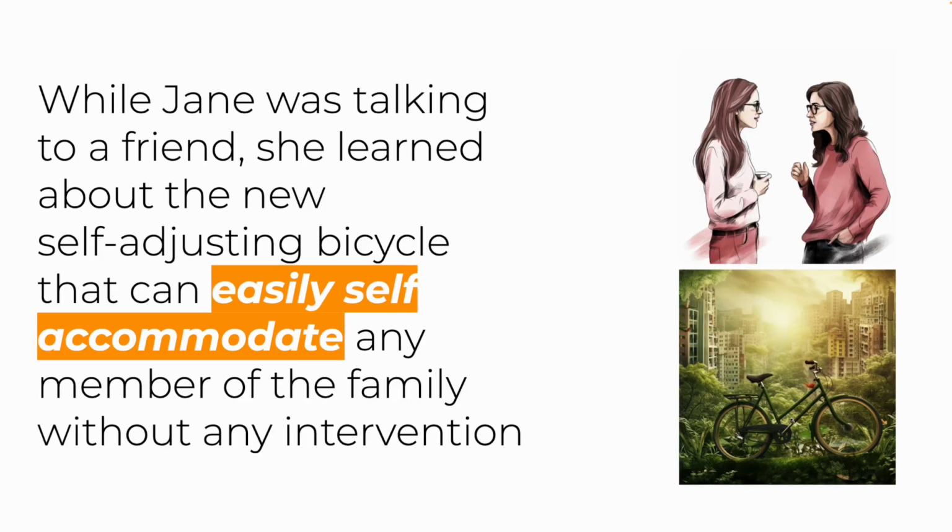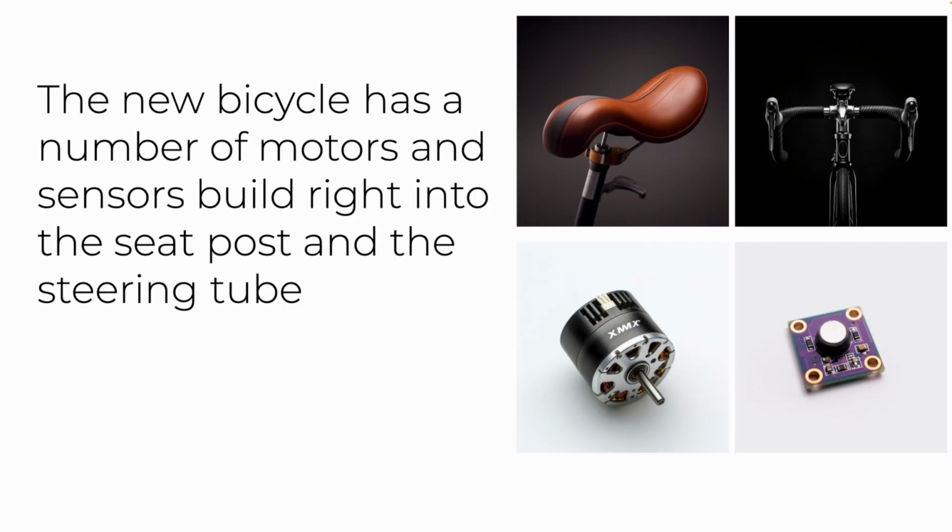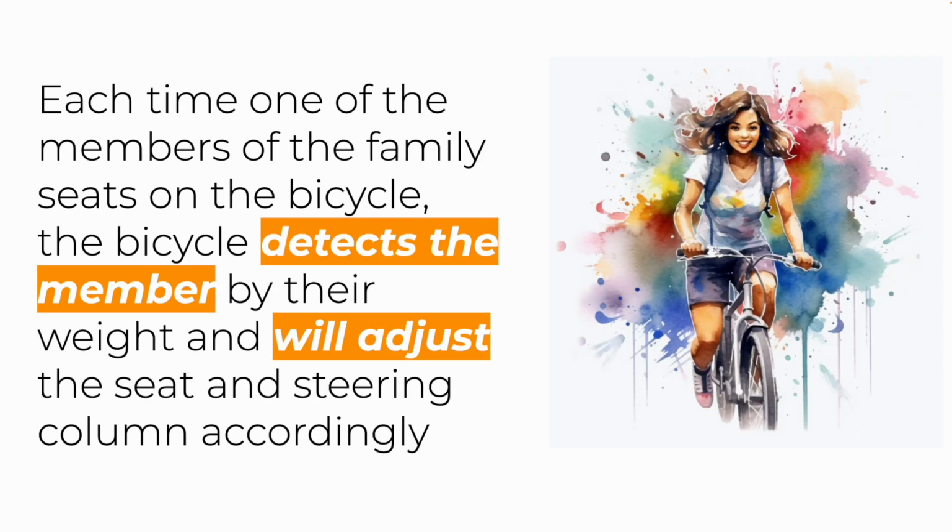and is never comfortable enough. While Jane was talking to a friend, she learned about the new self-adjusted bicycle that can easily self-accommodate any member of the family without any intervention. The new bicycle has a number of motors and sensors built right into the seat post and the steering tube, so that each time one of the members of the family sits on the bicycle, it detects the member by their weight and will adjust the seat and steering column accordingly.